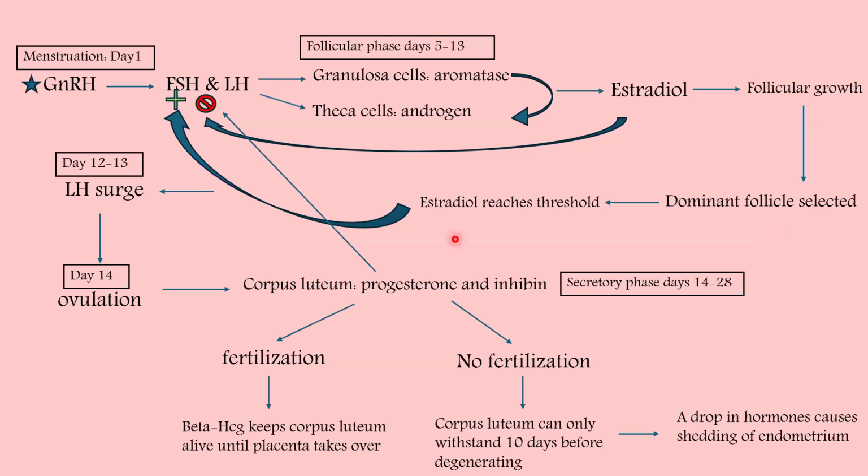Okay. And there's something interesting that happens here. Estradiol will reach a certain threshold in the bloodstream. It will be so high in the bloodstream that the negative feedback effect that we talked about before will turn into a positive one. This is what the blue arrow here is pointing to. So estradiol started as a negative feedback effect on FSH and LH, and then it turned into a positive feedback on FSH and LH.